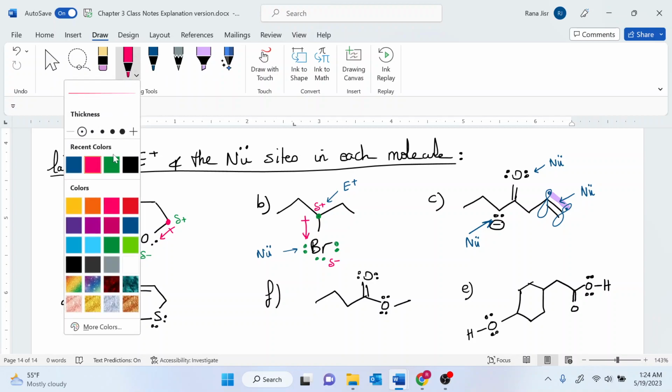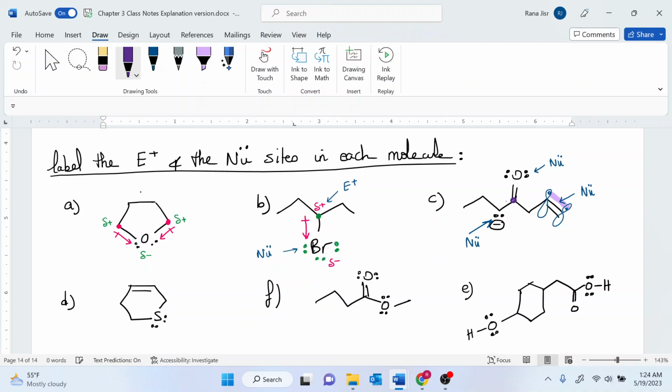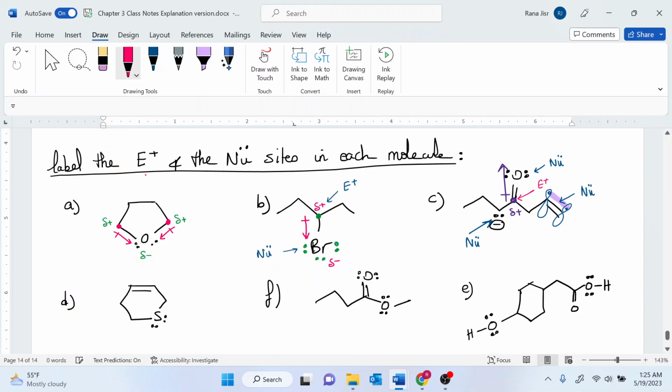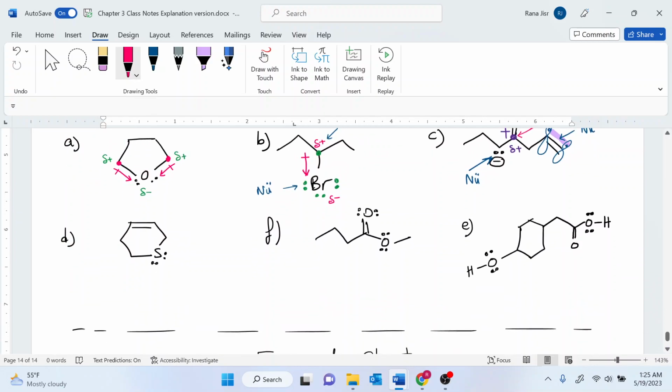Now, the electrophile is the carbon that is connected to the oxygen. So here I do have this carbon, it's connected to the oxygen. This is the direction of polarization, so it's going to be a partial positive. So this carbon here is going to be my E plus, the electrophile. Same thing, this is the carbon that is connected to the electronegative element. So this carbon is going to be partial positive, and this one is going to be partial positive. The sulfur is going to be partial negative, so the sulfur is going to be my nucleophile.